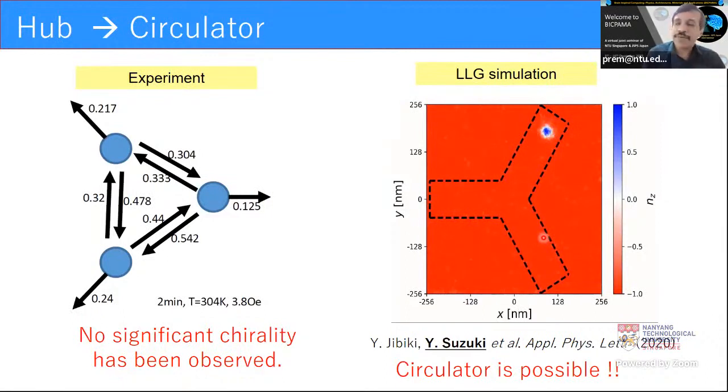What is the DMI in your film? Yeah, you have used tantalum only. We have not measured it, but there are several groups using the same film structure, and they measured it at 0.3 millijoule per square meter. Okay. Thank you. Professor Krai's group. Okay.